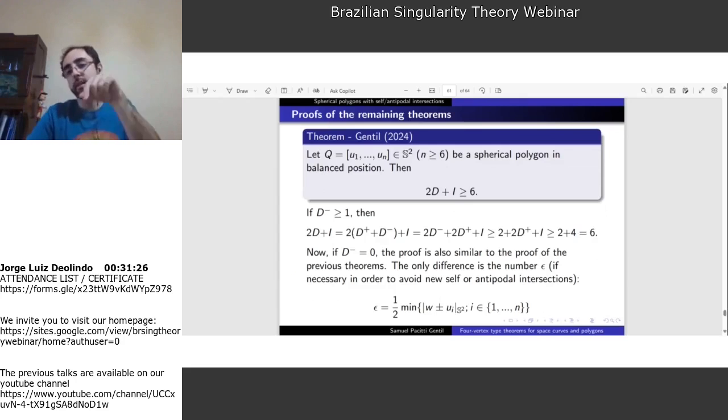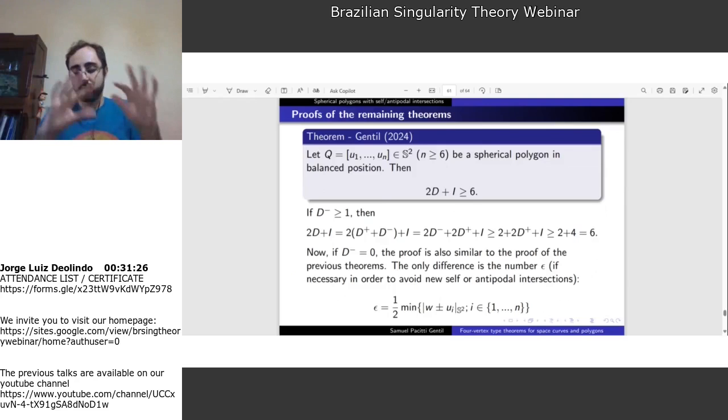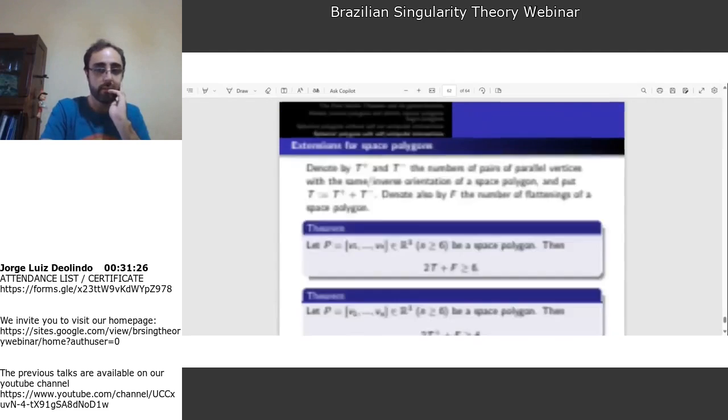You can detect the usual self-intersections, and form from this polygon a new polygon, which will be free from self-intersections and also antipodal intersections. You must be careful. This can be done, but there are details that I'm not talking about. I just want to simplify the presentation here.